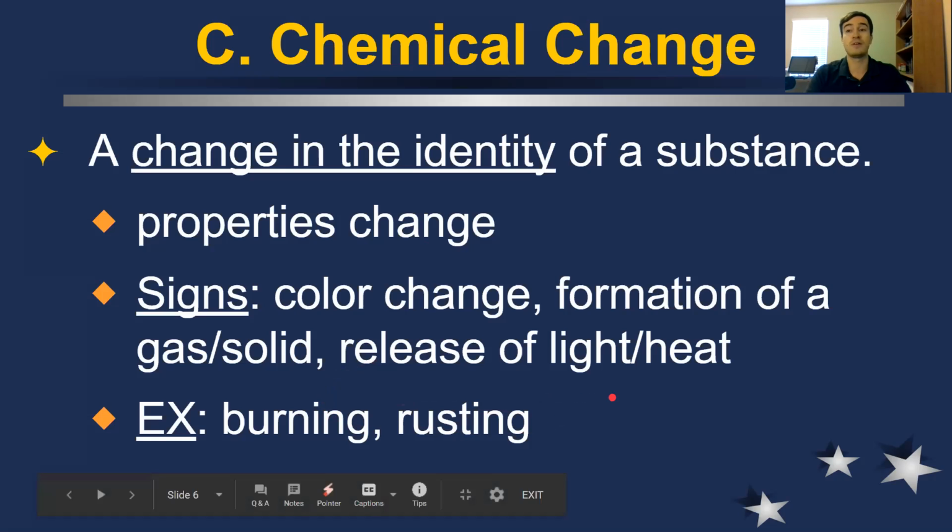Rusting is another example of a chemical change. So you leave like your bike outside over the years and the chain starts to get all rusted on it. At least that's what happened to my bike in college because it was outside all the time. The rusting happens because the iron in the metal that's inside the bike is slowly reacting over time to the oxygen and the water that's in the air around us every day.